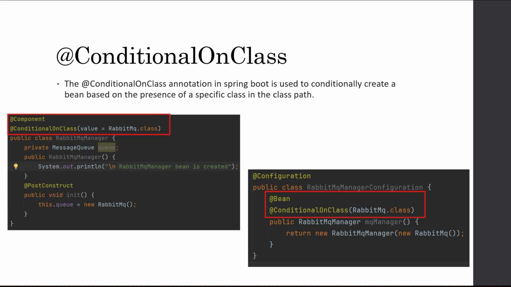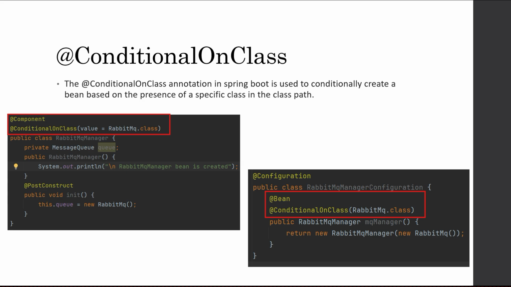In the first screenshot, we can see that we have a class named RabbitMQManager, and this class is declared a component, and on this class we have also applied the @ConditionalOnClass annotation. In the value attribute of the @ConditionalOnClass annotation, we are passing RabbitMQ.class.